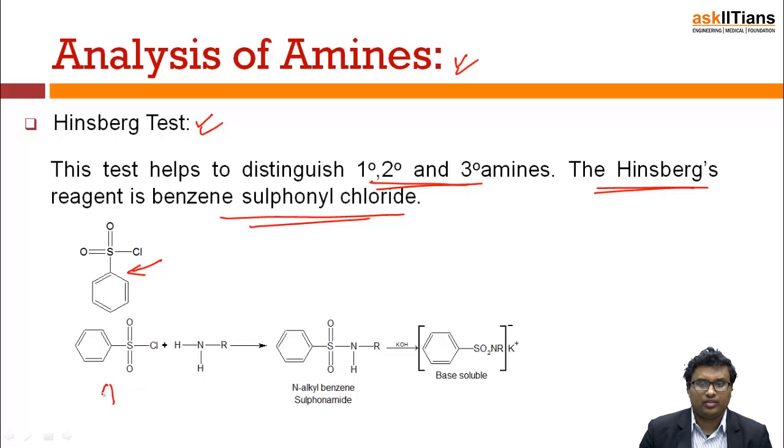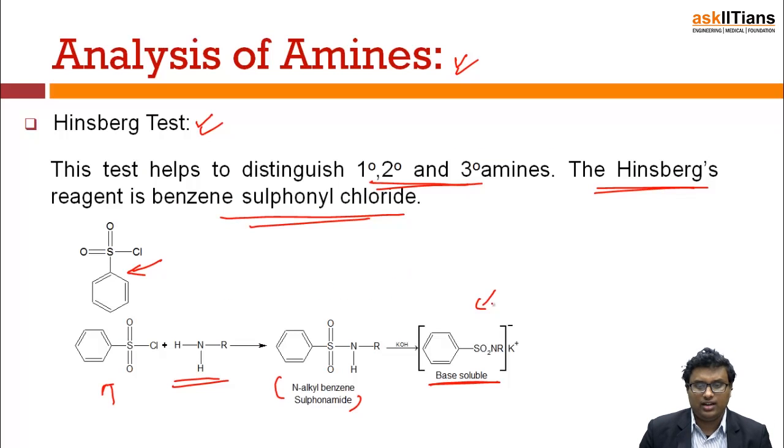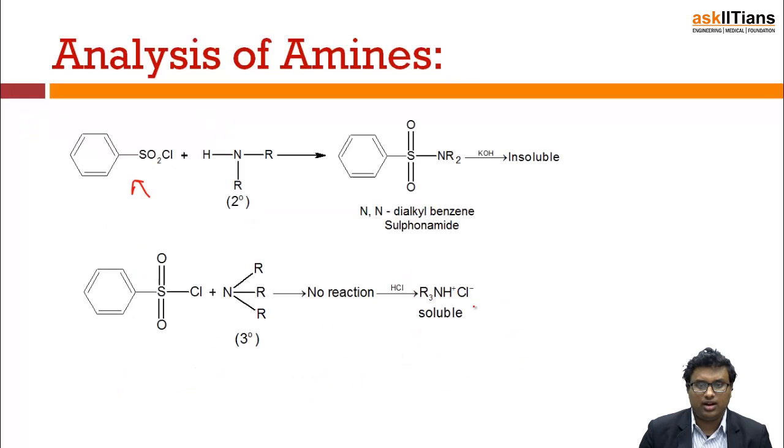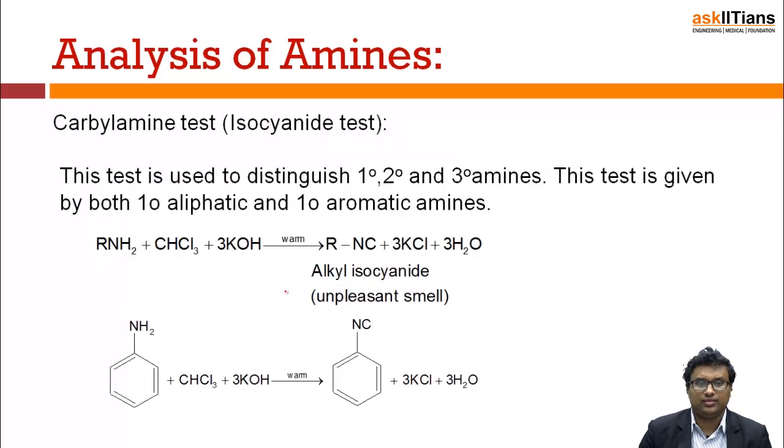So this Hinsberg reagent reacts with RNH2, you will get N-alkyl benzene sulfonamide, and as a base which is soluble. So again the same thing, you have a 1 degree amine, RNH2, you have a 2 degree amine. With the 1 degree amine, you have a soluble base, but if you have a 2 degree amine, you will get an insoluble base. In a 3 degree amine, there is no reaction. So this is how you can differentiate your 1 degree, 2 degree and 3 degree amines.